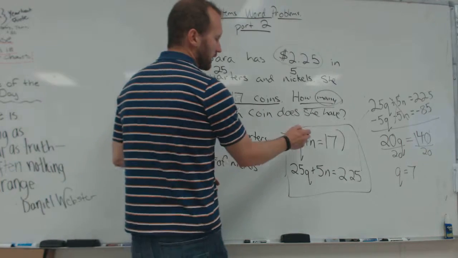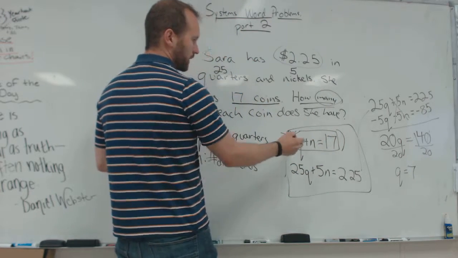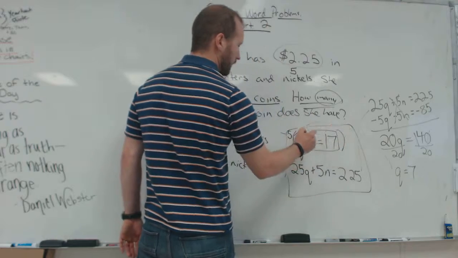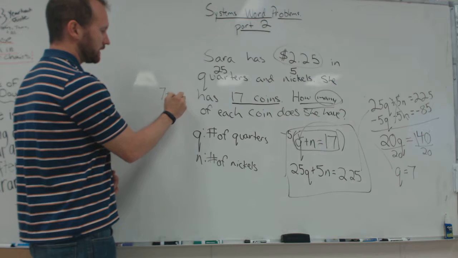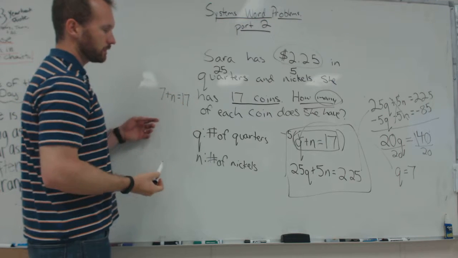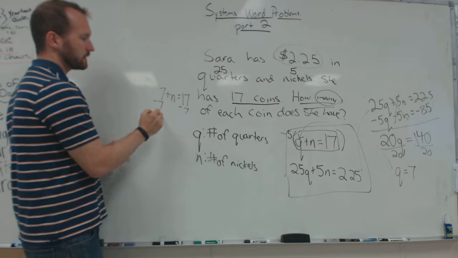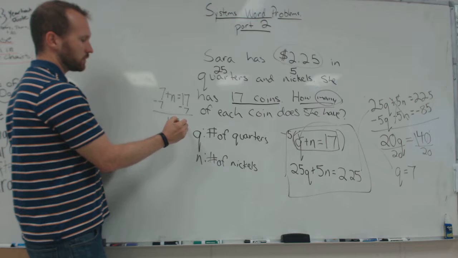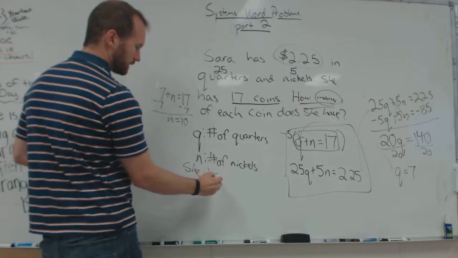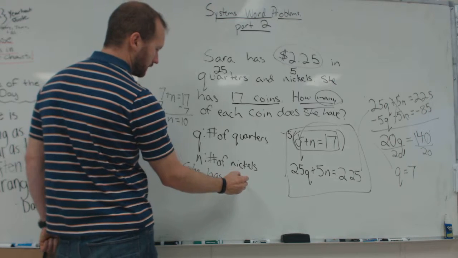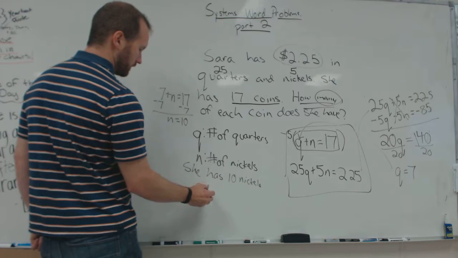To find the number of nickels, again, I would go back to this really simple equation and plug my q into it. So I know that 7 plus n equals 17, because 7 is q. Subtract 7 from both sides. N equals 10. So I would say she has 10 nickels and 7 quarters.